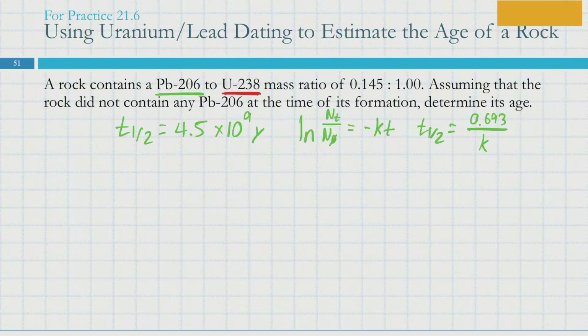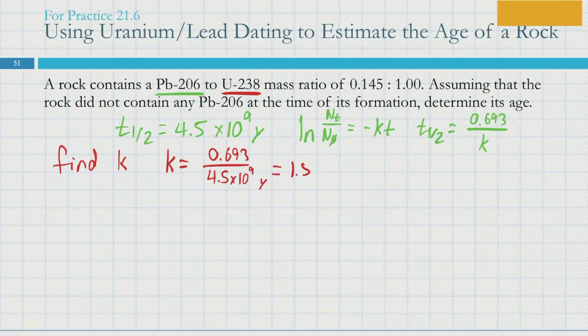So just like with the previous problem, a thing that we can do to start is finding K. That's arguably the most straightforward part of this problem. So we can find K. K is 0.693 over 4.5 times 10 to the 9 years. Which is 1.54 times 10 to the minus 10 inverse years.